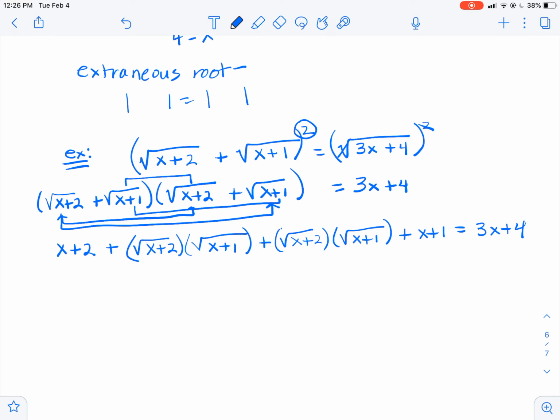Wow. Is that a mess? Now, this is going to give me, when I combine like terms, 2 of the square root of x plus 2 times the square root of x plus 1. And then I have 2x plus 3, and it looks like we're making it worse rather than better. I'm going to go ahead and move this piece over to the other side.